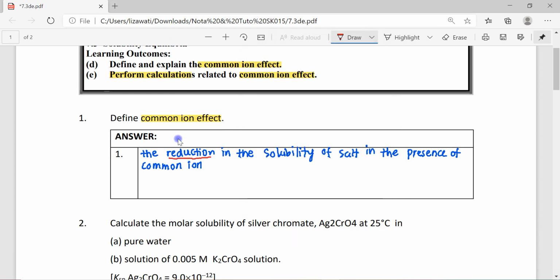Okay, reduction in solubility of salt in the presence of a common ion. Common ion means the same ion that is present in a mixture of the slightly soluble salt, and therefore this ion will decrease the solubility of the salt. Right, so for the second question, right?